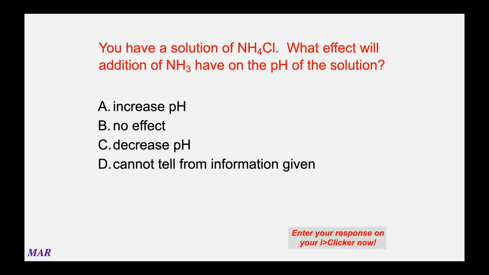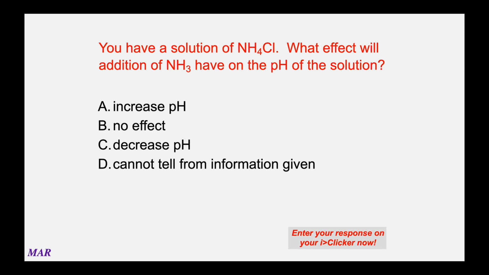Cool. We have a solution of ammonium chloride. What effect will happen to the pH if we add ammonia? So the pH will probably be affected by the ammonia. What will be the effect? It can increase the pH, it can have no effect on the pH, it can decrease the pH, or maybe we can't tell. See if you can answer this question. I recommend pausing the video and thinking about it a little bit. When you're ready to hear the answer, unpause the video and we'll talk about it. Pause your video now.